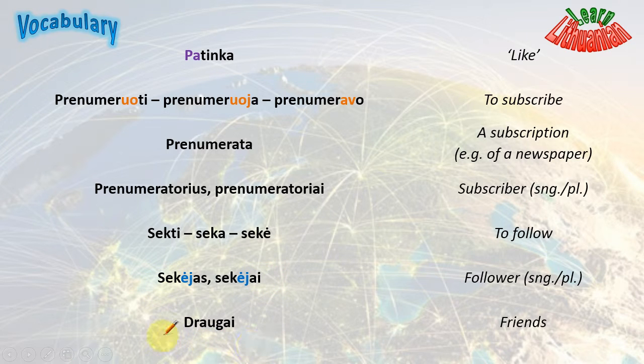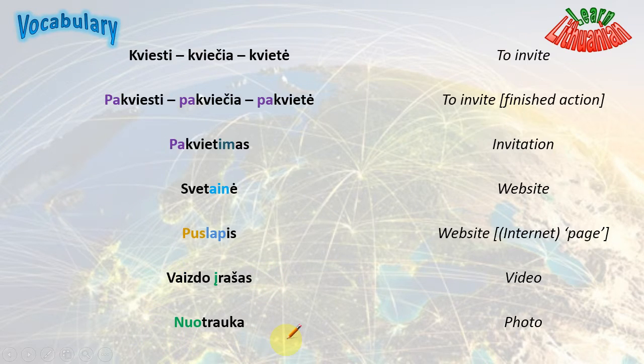Draugai, draugai. Kviesti, kviečia, kvietė. To invite. Pakviesti, pakviečia, pakvietė. To invite, a finished action, a perfective verb. Pakvietimas, invitation. Again, nouns made from verbs have this im suffix. In this case, it's im.